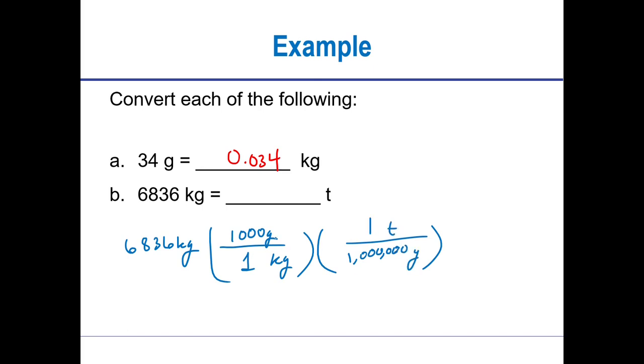So we know the grams will cancel out, the kilograms will cancel out, and then we'll just multiply across. Kilograms cancel out, grams cancel out, and we'll just multiply everything out. 3 zeros up here cancel out with 3 zeros down here. So we have 6,836 divided by 1,000, which is just 6.836 tons. We know that 6,836 kilograms is 6.836 tons.